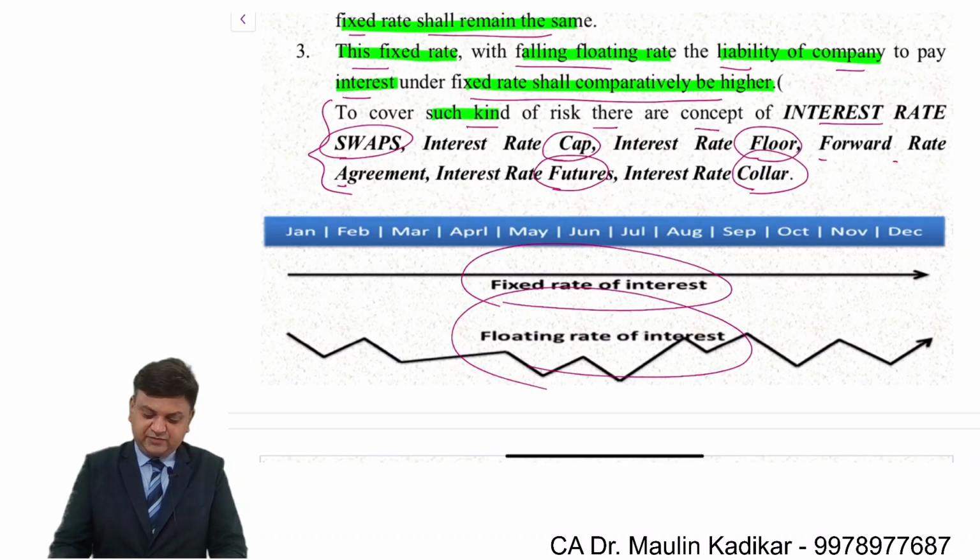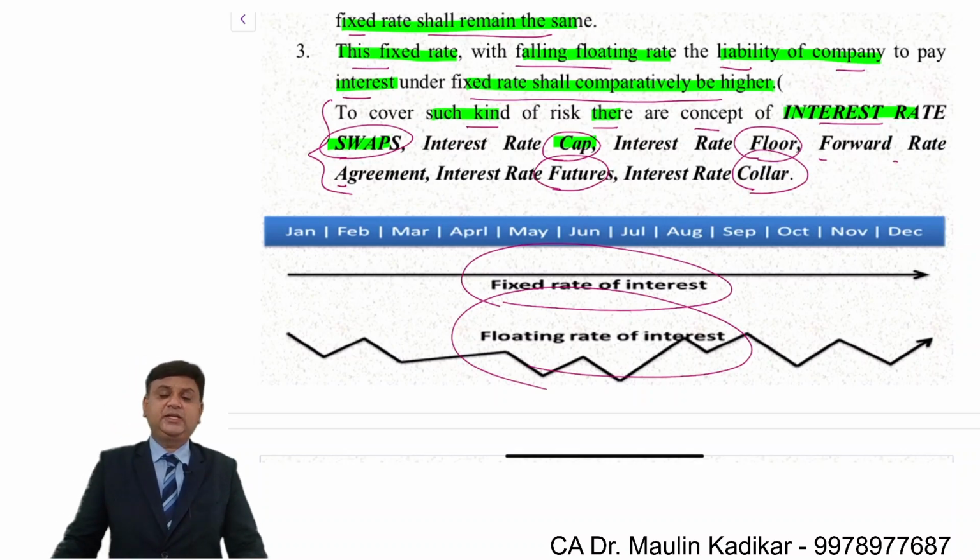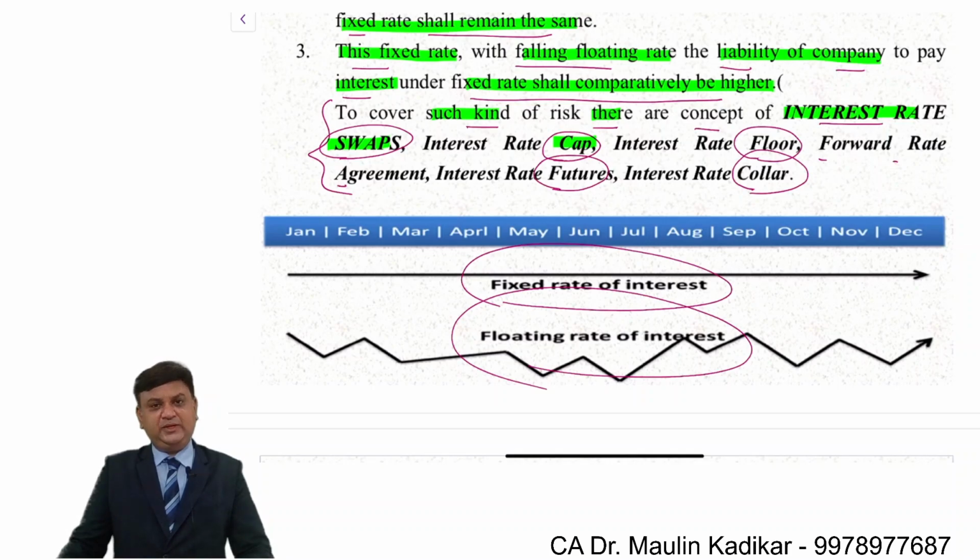To cover such kind of risk, there are concepts like interest rate swap. Swap means interchange. Interest rate cap, wherein you have entered into a derivative transaction in which there is an opposite party who will bear the excess interest cost that is beyond the exercise rate of interest. This is covered in your chapter on derivatives, interest rate risk management. Of course, you are required to pay some amount of premium to buy this kind of right.